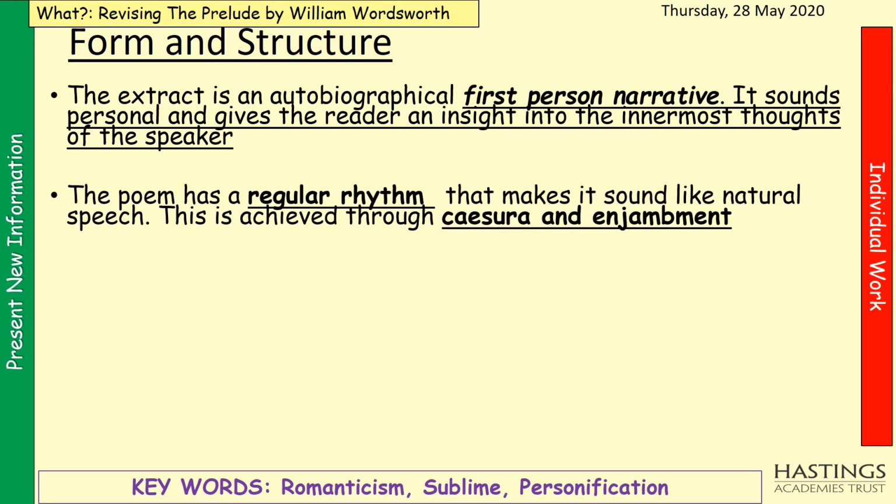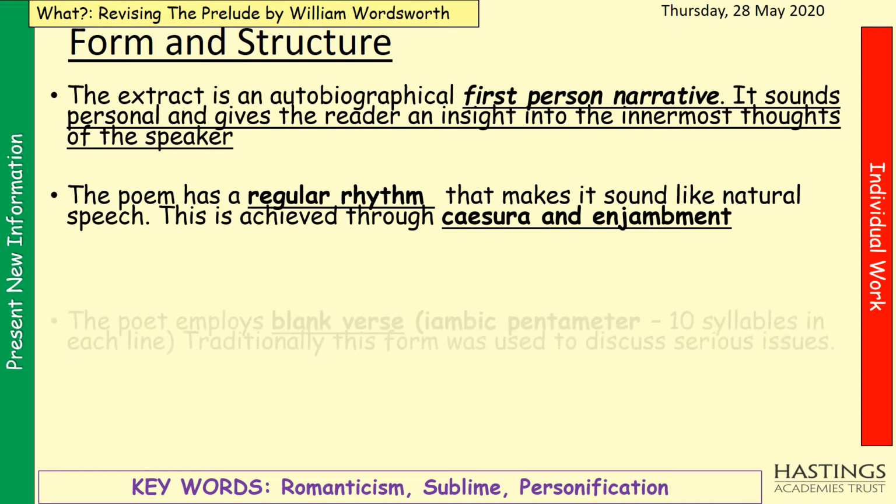The poem has a regular rhythm, okay, which makes it sound like natural speech. When you're reading the poem, it's almost as if someone is telling a story. It's very natural. And that's achieved through caesura and enjambment. So if you don't remember, a caesura is when there's a pause in the middle of a line of poetry. So if you have a look back at the poem, there are a lot of commas throughout. Okay. And enjambment is when the lines flow into one another, so when there's not a pause at the end of a line. Again, this happens quite a lot throughout the poem, and it just makes it sound like someone's telling a story, like it's natural speech.